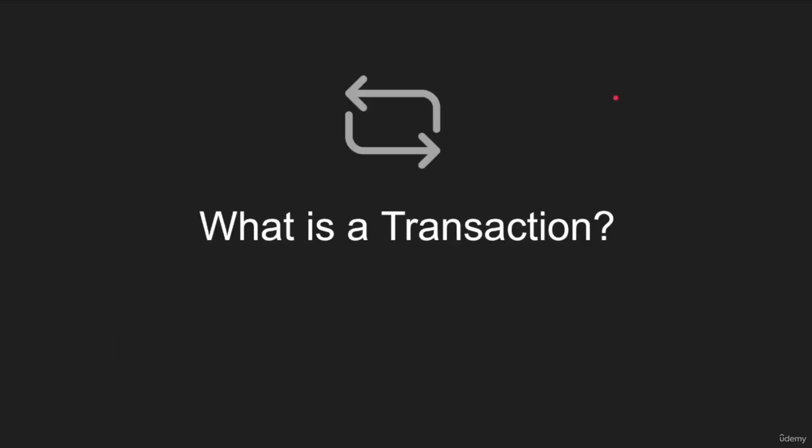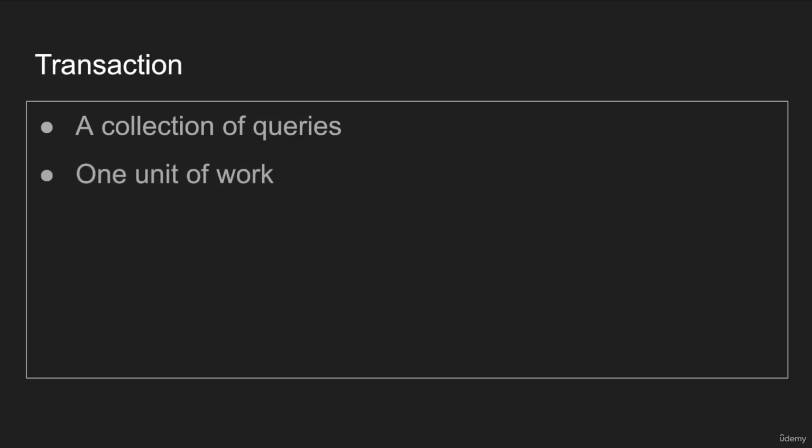In this lecture, we're going to discuss what is a database transaction. One of the most important things really to discuss, this concept that you're going to see everywhere when working with databases. A transaction really is nothing but a collection of SQL queries that are treated as one unit of work, right?